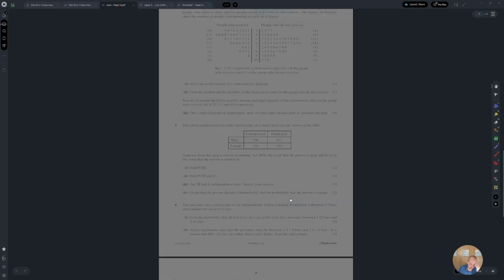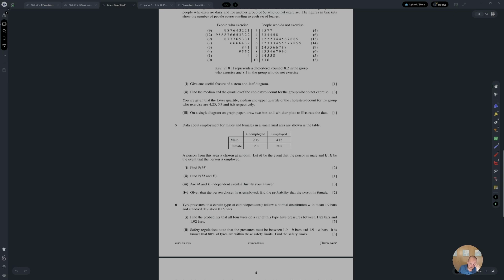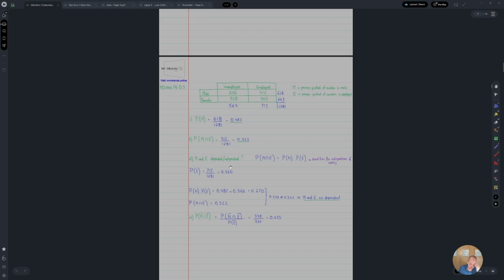And then the question is, are M and E independent events? Justify your answer. Again, if you have to show or test the dependency or independency of events, this is what you have to do, okay? If they are independent, this value over here and this value over here should be the same. So the probability of being a male and employed should be given by the probability of being a male times the probability of being employed. So all you have to do is to calculate these and figure out if they are the same or not.